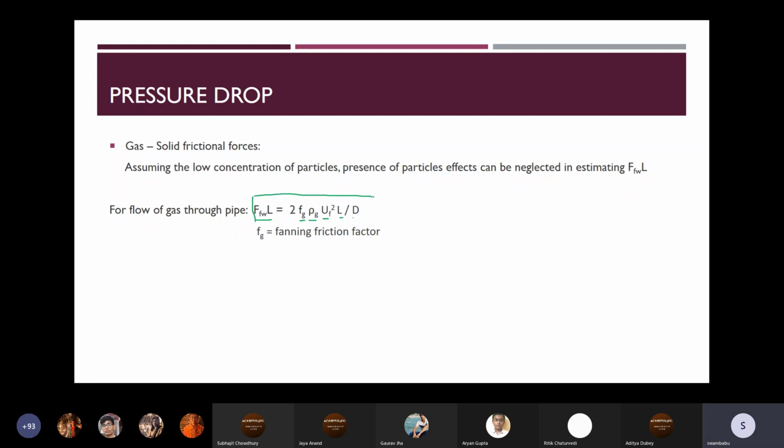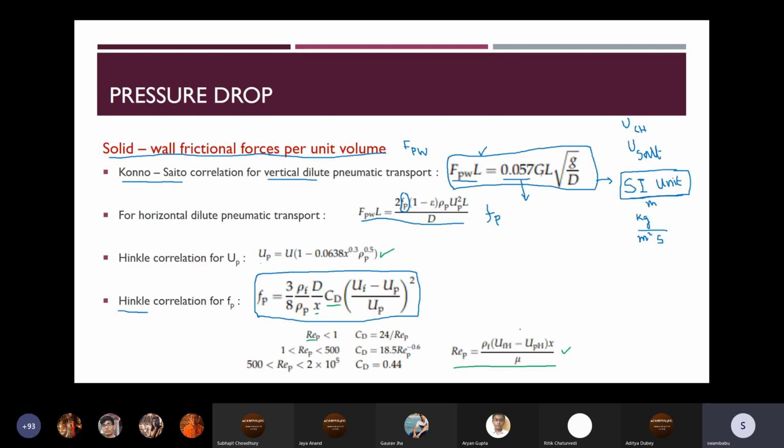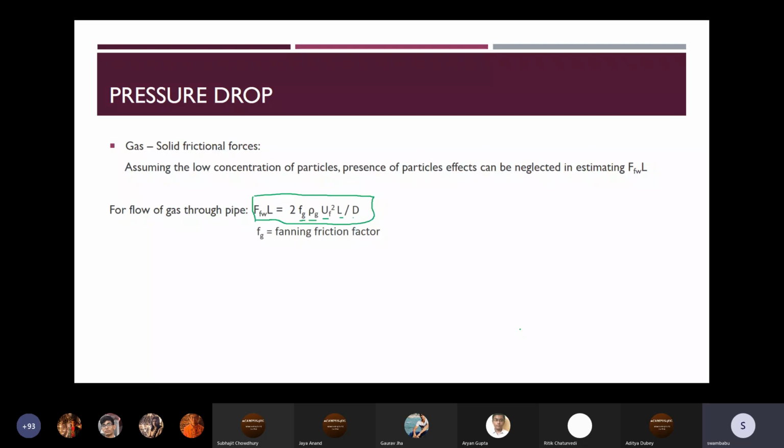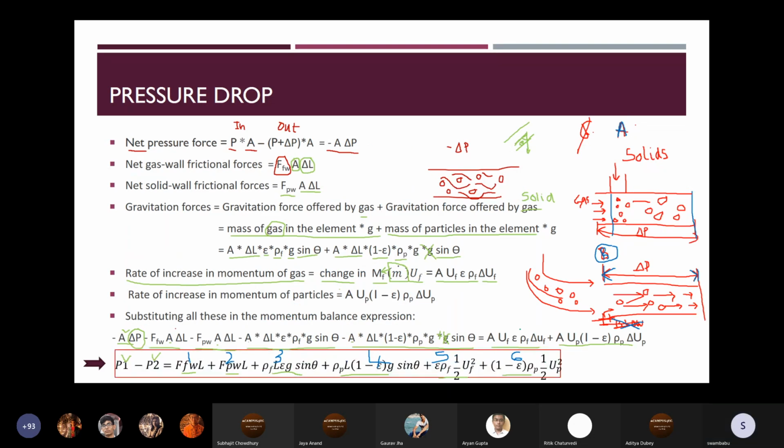This we will definitely see in fluid mechanics. So in the previous slide I have shown FPW, and in this slide I have shown the FFW. This way we will be able to calculate the total pressure drop, which is given in this expression.